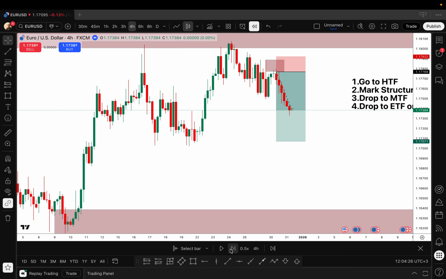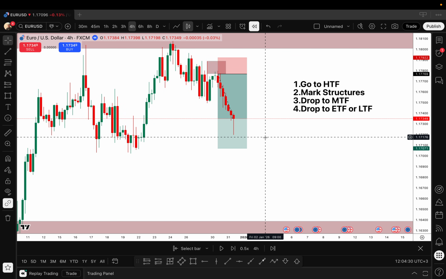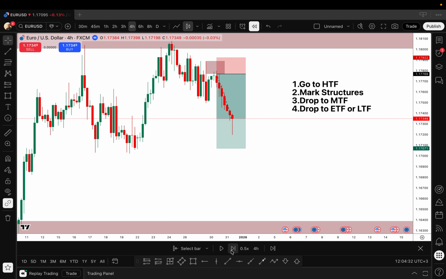So let's proceed. Do we see any supply zone that we can sell from? No. So we don't see any. We continue moving. So let me play price forward. Do we see any? No. If we don't see any, we continue moving.